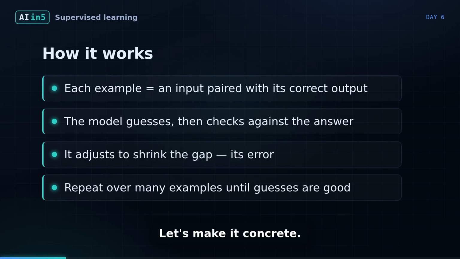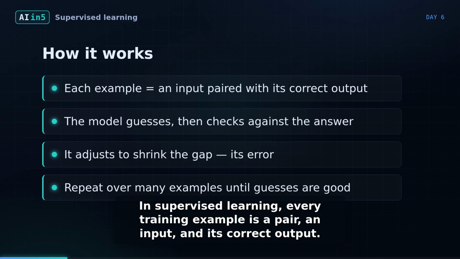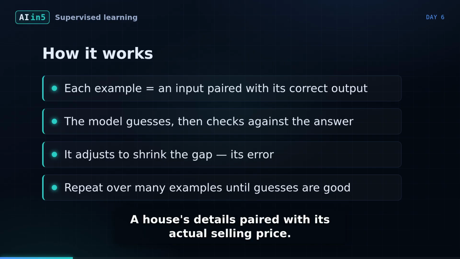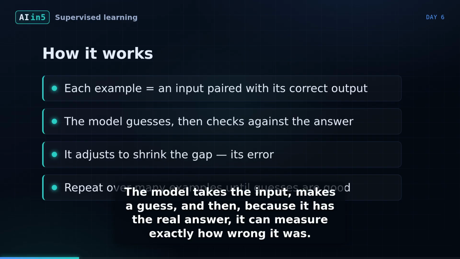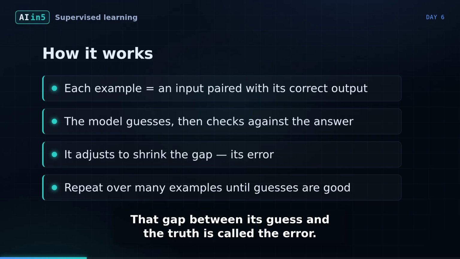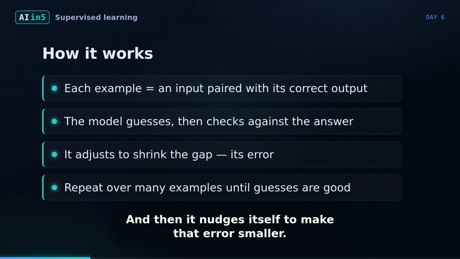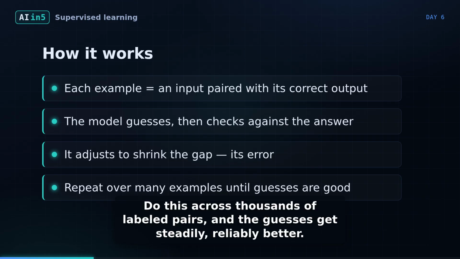Let's make it concrete. In supervised learning, every training example is a pair, an input and its correct output. A house's details paired with its actual selling price. An email paired with the label spam or not spam. The model takes the input, makes a guess, and then, because it has the real answer, it can measure exactly how wrong it was. That gap between its guess and the truth is called the error, and then it nudges itself to make that error smaller. Do this across thousands of labeled pairs, and the guesses get steadily, reliably better.